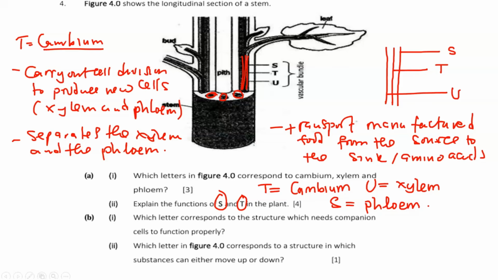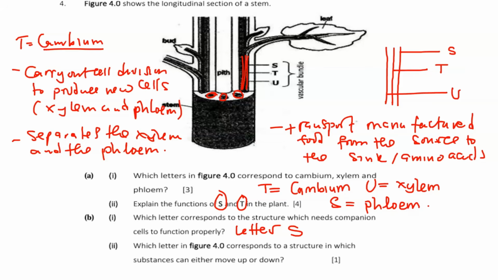Even if we come across another question asking us about the cambium or the function of the cambium, we should be able to come back and refer to these answers. Then which letters correspond to the structure which needs companion cells to function properly? The structure that needs companion cells is the phloem. So now we are going to write the letter. Letter S, according to what I've explained here.